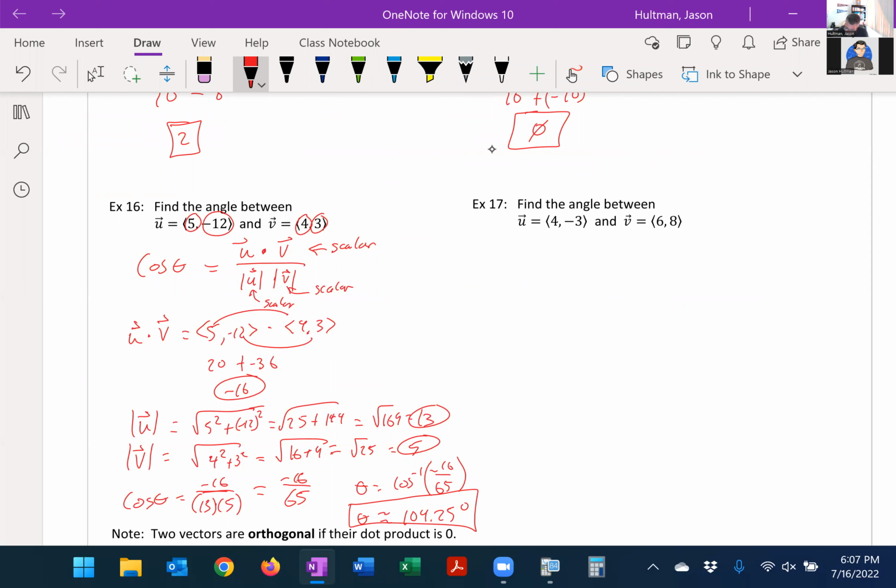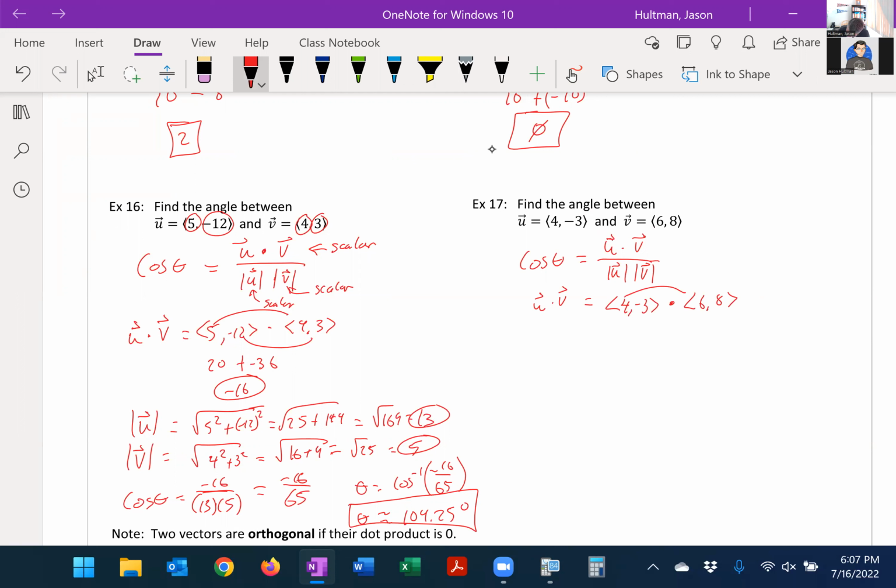Okay, find the angle between these guys. It's the same problem. Okay, cosine theta is equal to u dot v all over magnitude u, magnitude v. So let's do u dot v. What's the dot product there? That's going to be 24 and negative 24. Oh, interesting. So 24, I'll write it out. So this is 4, negative 3, dotted with 6, 8.